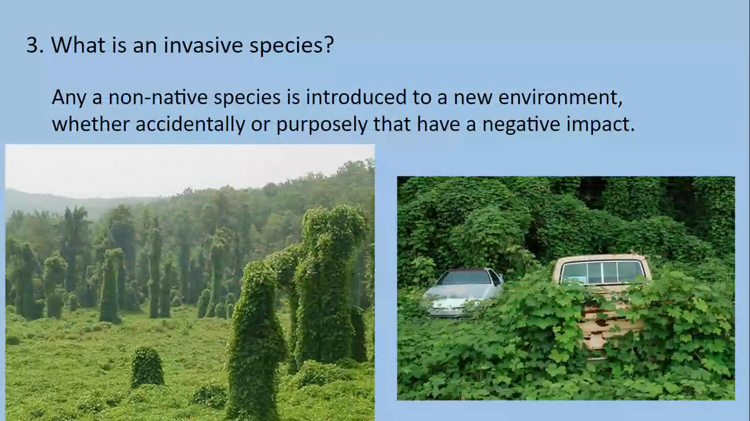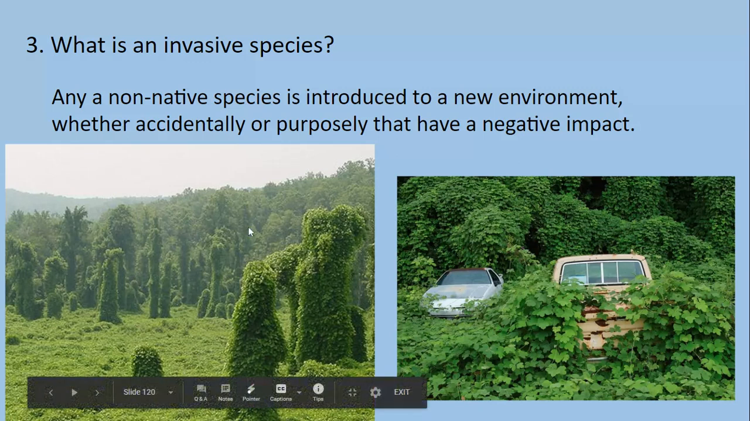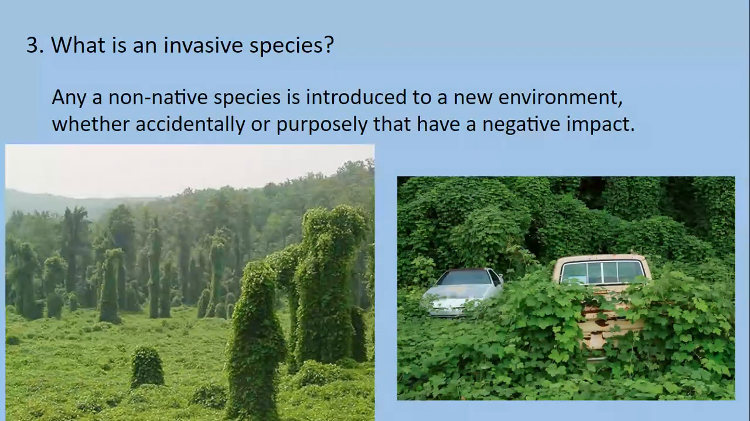An invasive species is any non-native species that is introduced to a new environment, whether that is accidentally or on purpose, that has a negative impact. So this is another great example. This is kudzu, and kudzu is not native to the United States. It was first introduced to help with erosion, and then it was used as front porch decorations, like an ivy. And then this is what we're ending up with now. And you can even see this around town in Rock Hill.